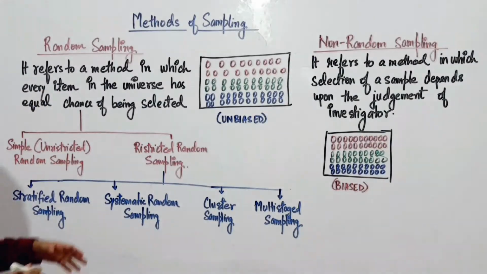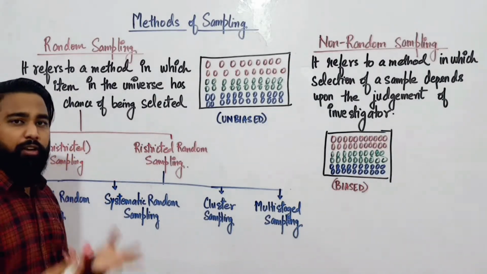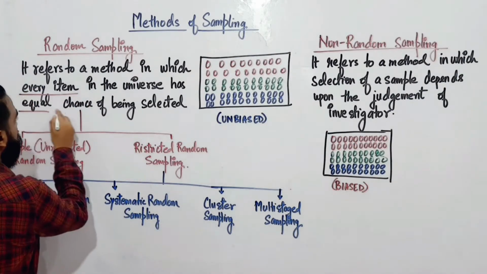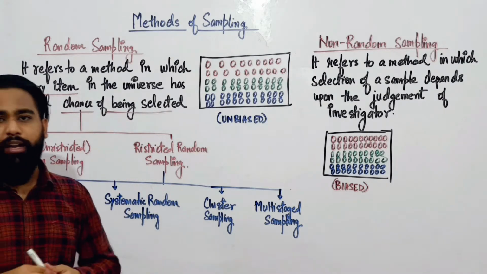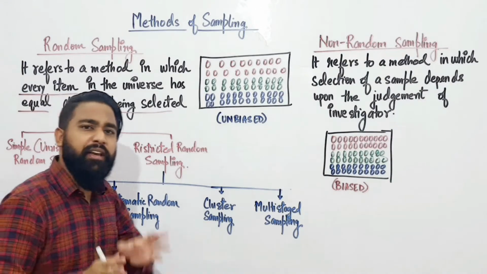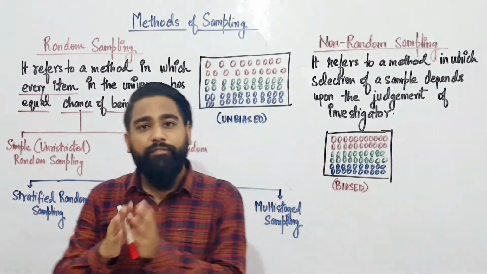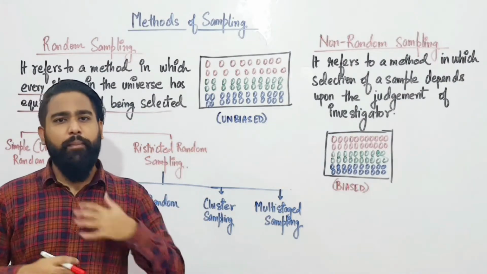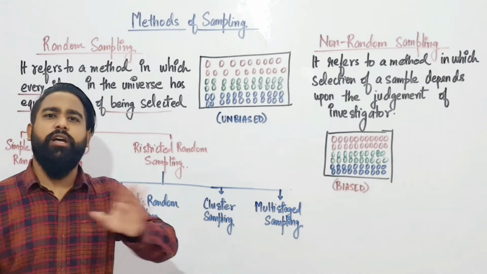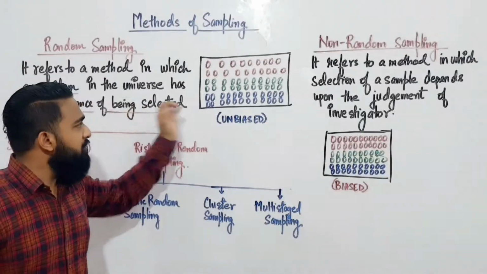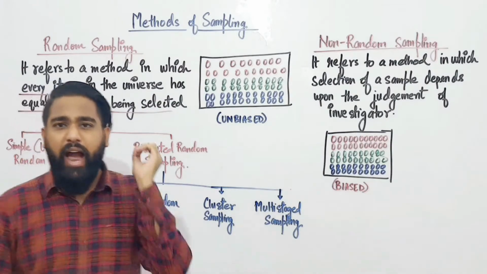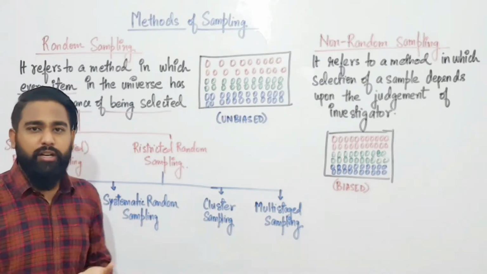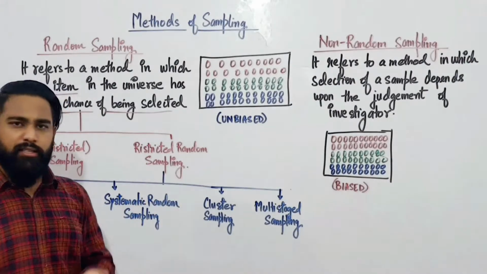Now students, what is random sampling? Basically it refers to a method in which every item in the universe has an equal chance of being selected. Each and every element of that population, of that universe, has an equal chance. I can select anyone. I am not biased. I am not judgmental. I won't judge anyone. Instead, each and every item of that population of that universe has an equal chance of getting selected as the sample.